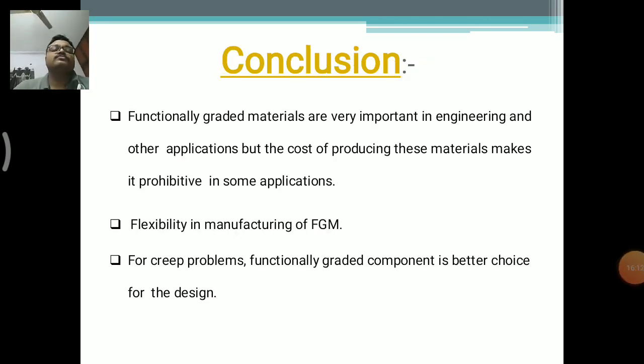And last, how can we conclude these FGMs? What are the advantages, and why are we using them in different types of applications, that is in the aerospace and automobile sector? The first one is that functionally graded materials are very important in engineering and other applications, so that we know, but the cost of producing these materials makes it prohibitive in some applications.